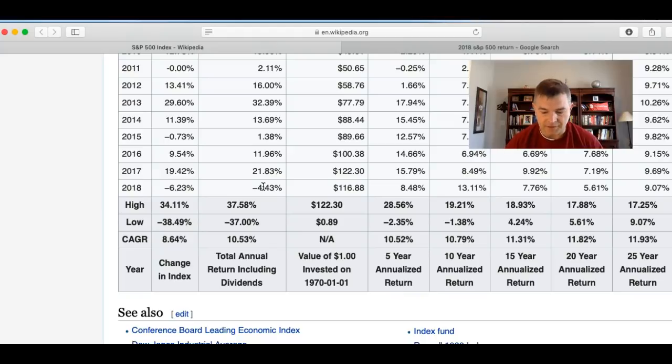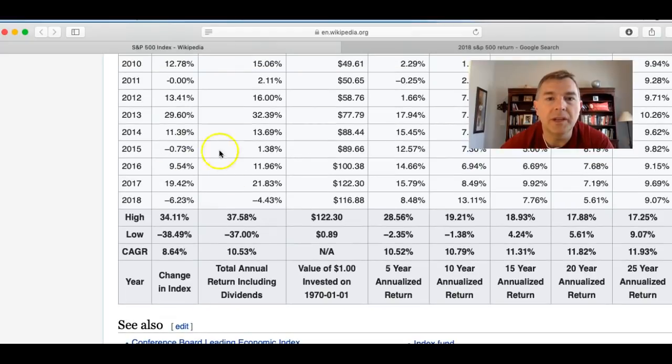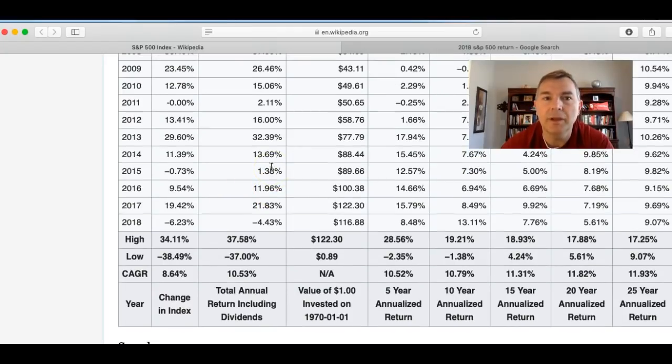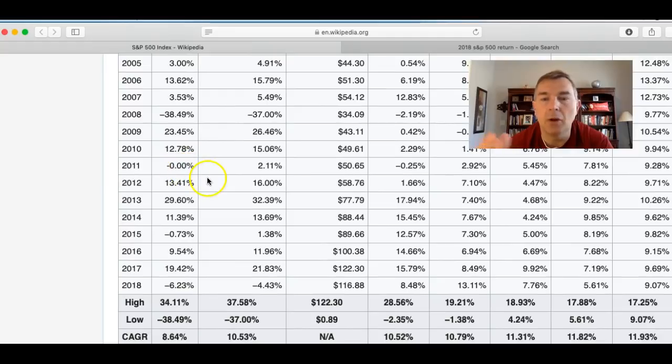So 6.23 minus 4.43 divided by 6.23, that's a 29% differential without using the dividends. All right, so you can see here in 2015, the price was down 0.73, but the total return is actually up because of dividends. You see how that works? That's a big deal. And 2011 had no return, except with the dividends it did.